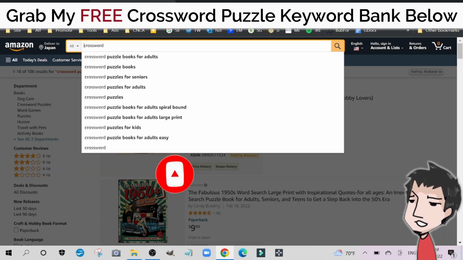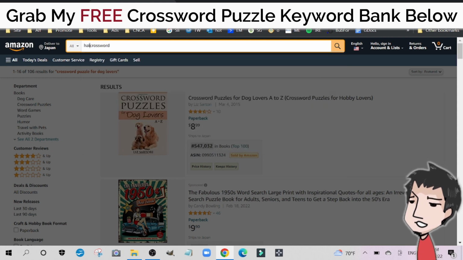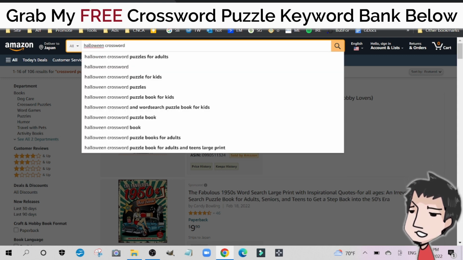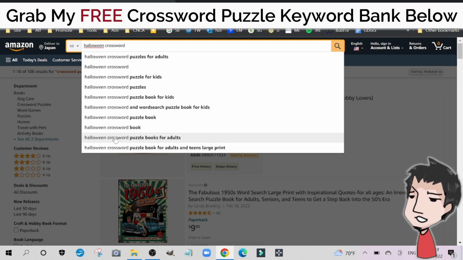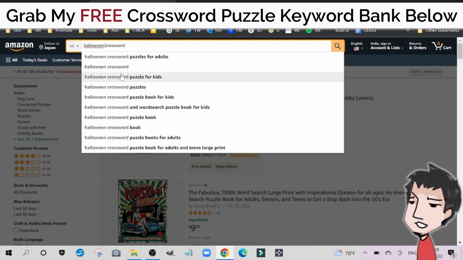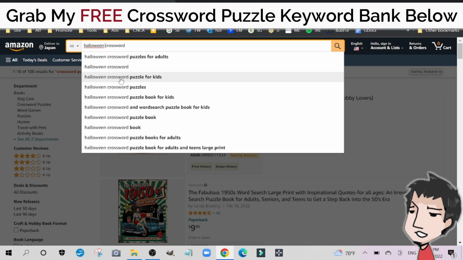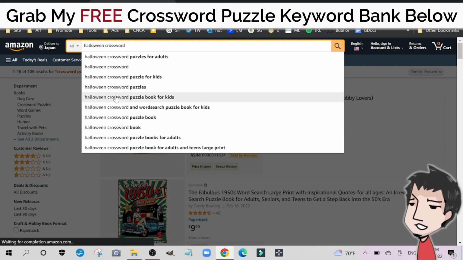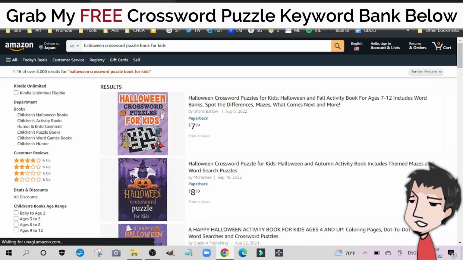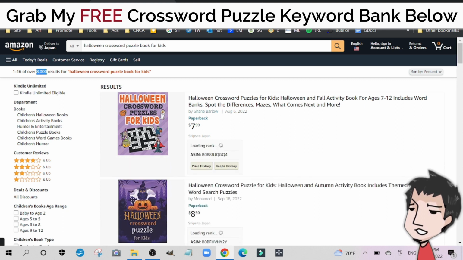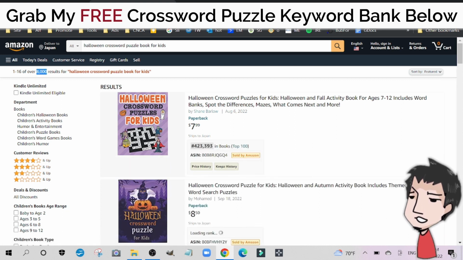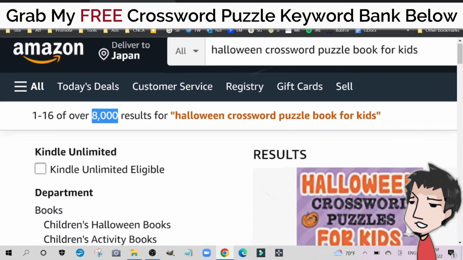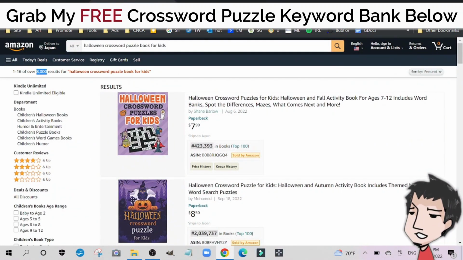What I'm going to do is, in front of this crossword, I'm going to add in holidays. Like let's put in Halloween. Halloween, and again, we have a ton of different keywords. Halloween crossword puzzle for kids. Let's go with Halloween crossword puzzle book because we are going to create a book for kids. Let's click on that. And this has over 8,000. This is not a good sign. You want to keep your result count under 1,000, please, for this type of technique that I'm showing you here.